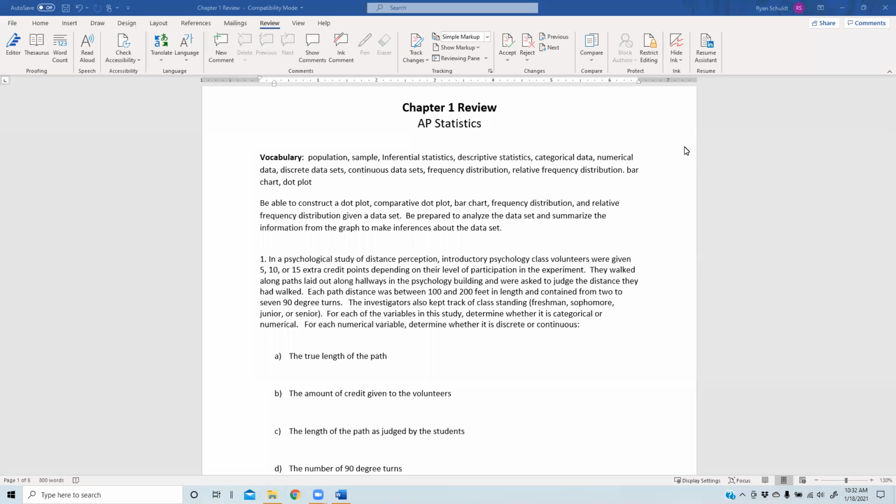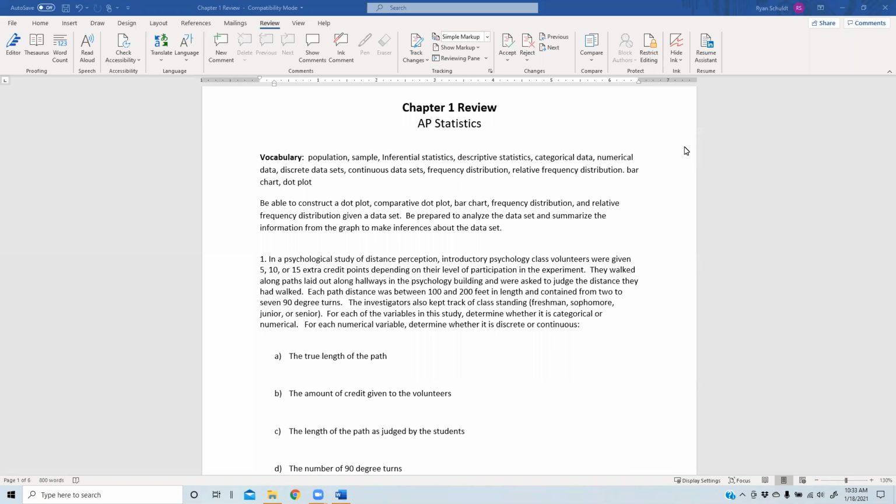So, Chapter 1 review. We talked a lot about vocab. We set the stage with some vocab that we're going to use all semester long, and you need to be familiar with it. So make sure you know the vocab words, know what a population is, know what a sample is, know the difference between the two branches of statistics. Make sure you know your vocab. Vocab will be very important throughout the course of stats.